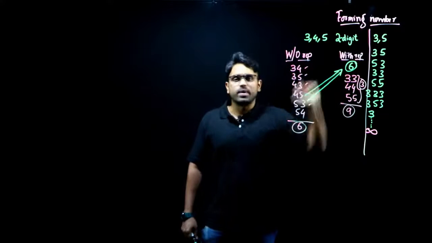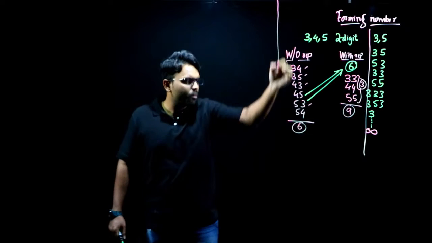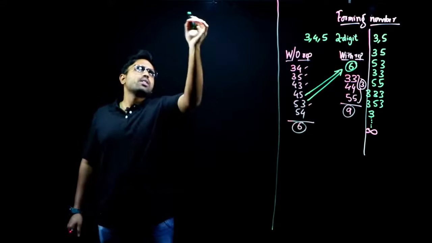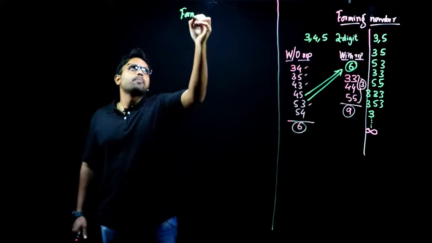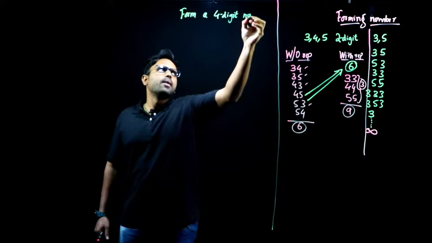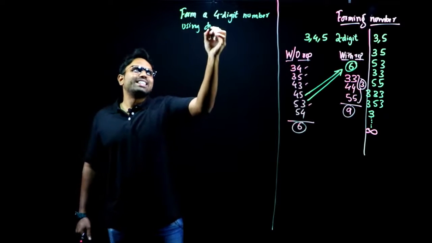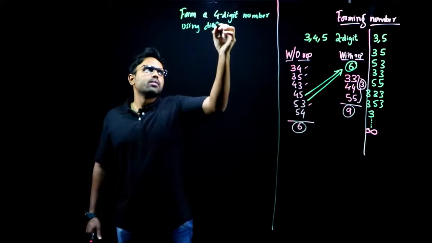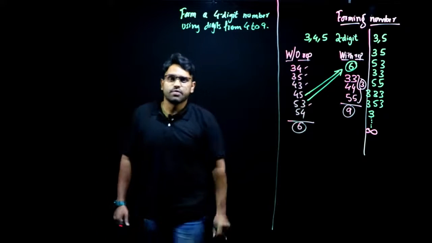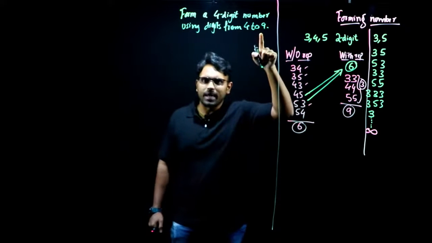Now, this is for with repetition. This is for the small question. Now, if I move a little bit forward and I give you a question, it goes something like this. Form a four-digit number using digits from 4 to 9. How many numbers can be formed using digits from 4 to 9?